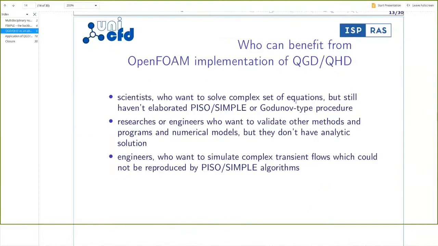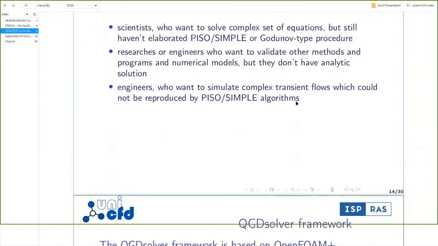I think the following categories of researchers and engineers can benefit from using QGD. Scientists who want to solve a complex set of equations, but don't want to derive PISO or Godunov type procedures or Riemann solvers. And scientists and researchers who know how to solve problems with PIMPLE, but are not satisfied. They need a better approximation.